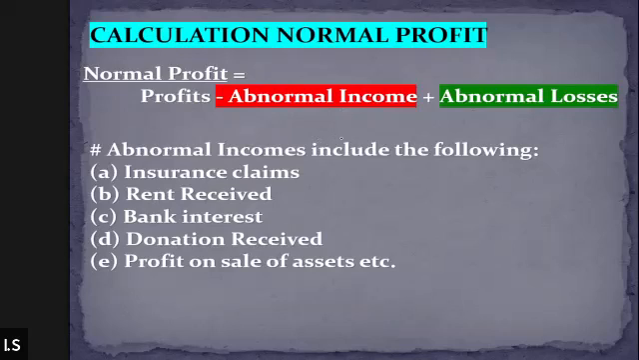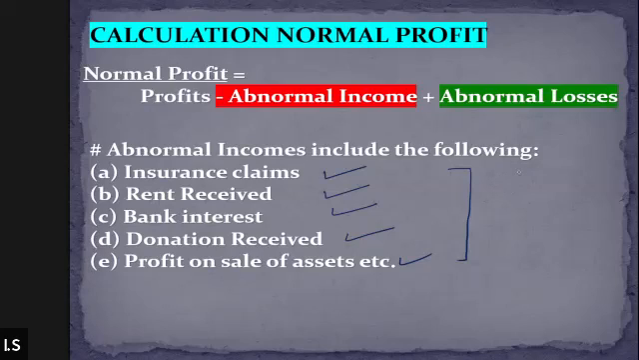Abnormal incomes basically include insurance claim of the business, rent that we have received, bank interest, donation, profit. If you're paying attention, you will notice that these are incomes not generated from the ordinary source of business. These are non-operational incomes, right? Incomes accruing from non-operational activities are considered abnormal incomes.